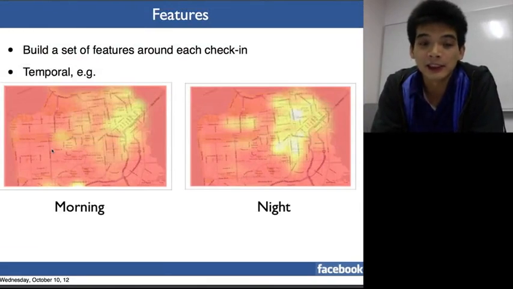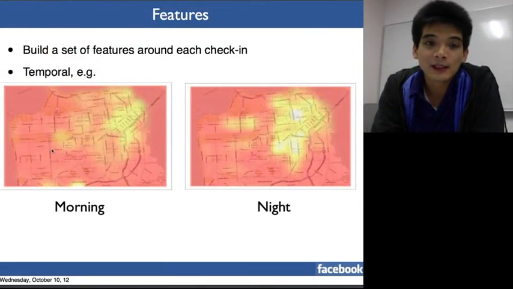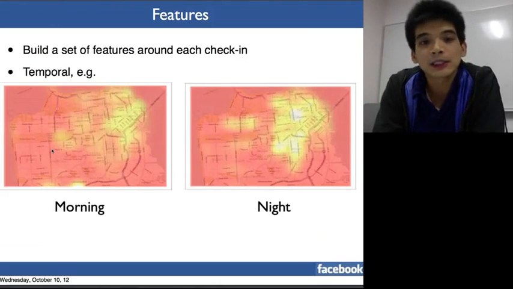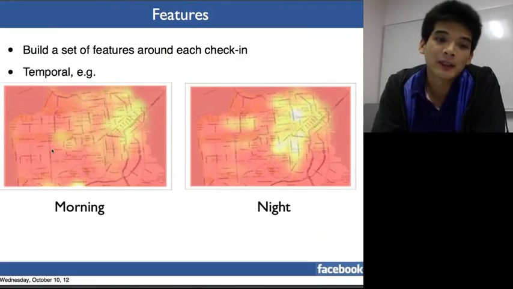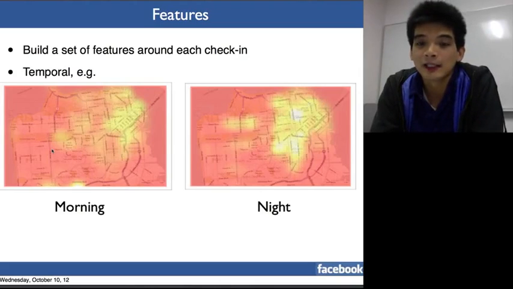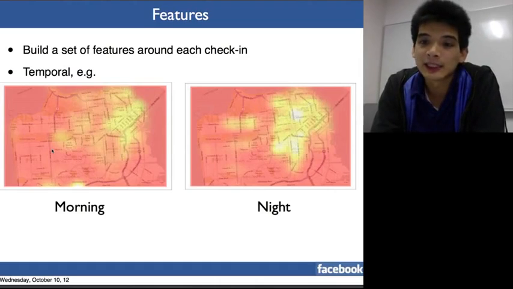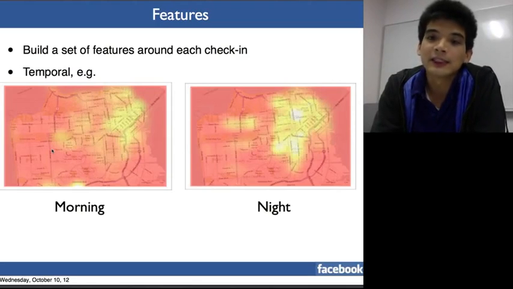There are also temporal features. We realized that most of the morning check-ins are around the financial district, where people are just getting to work and checking in. People don't check in nearly as much in the morning as at night, on the right side of the screen, where tons of check-in activity is at nightclubs and areas where nightlife is really big in San Francisco.